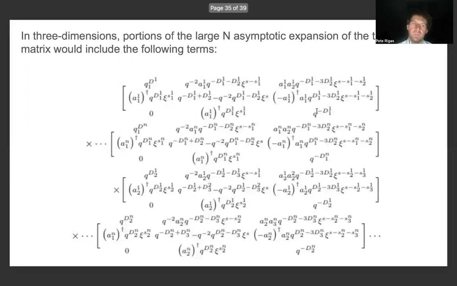And so in three dimensions, part of the large N asymptotic expansion of the transfer matrix would include the following terms, which is to say that we have this Q D of 1 term appearing first, and then we can take this little index n that appears in the top to little n, which corresponds to taking some weak finite volume limit to hopefully approximate asymptotically the infinite volume properties of the transfer matrix and the quantum monodromy matrix over the triangular lattice.